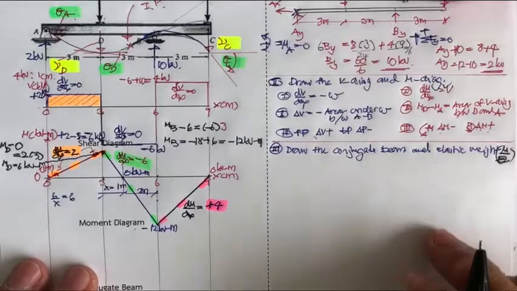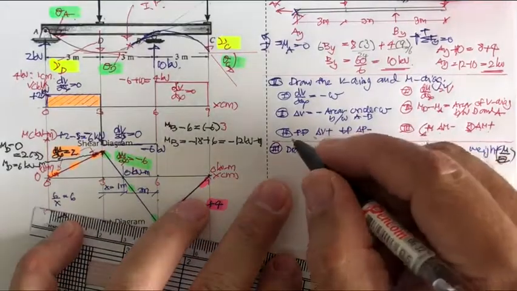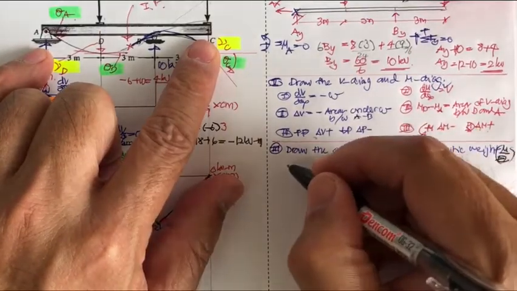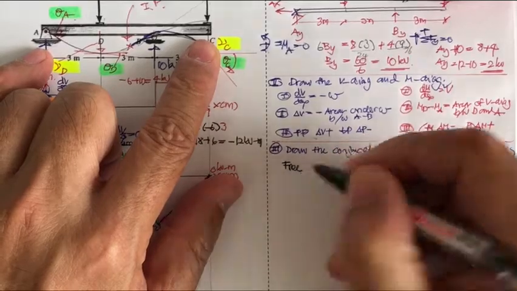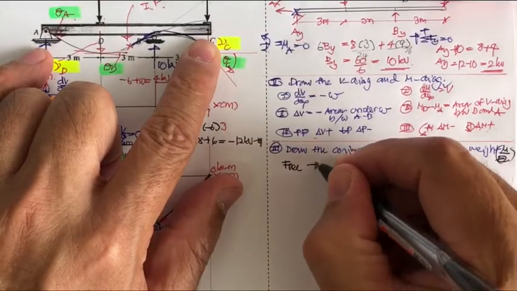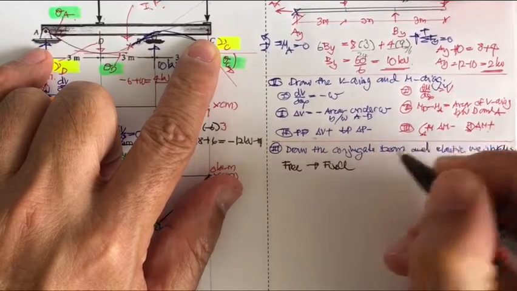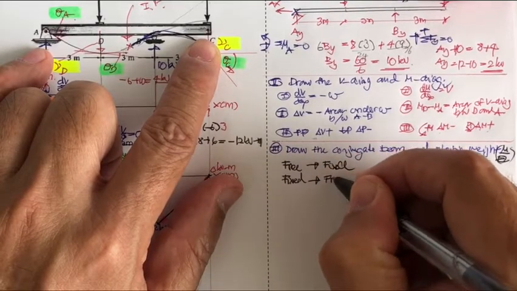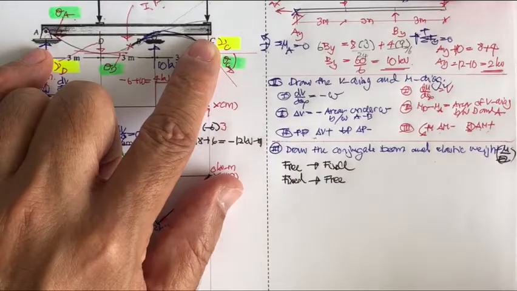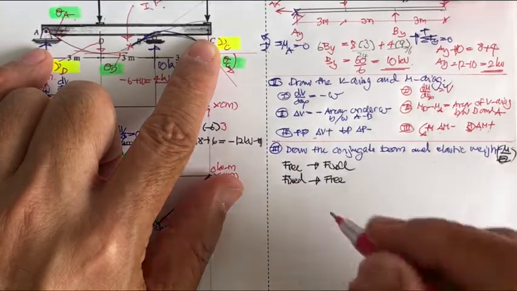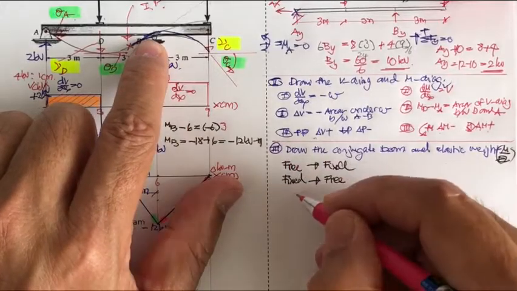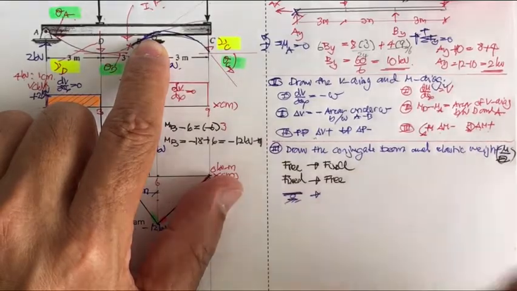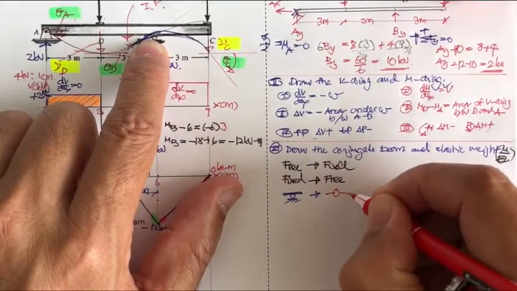But for the conjugate beam, let us review. We need to change the conditions of the beam. Like we have to change the free end of the real beam to fixed. Okay, if you have fixed for the real beam, you have to change it to the free end. Okay, and also, if you have an internal roller, you are going to change it to an internal hinge.